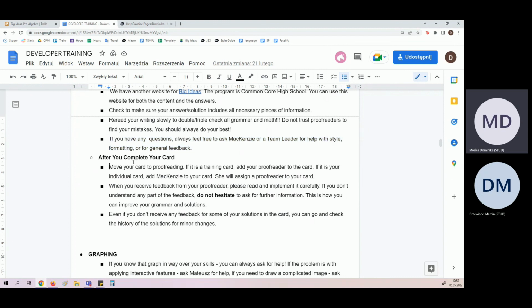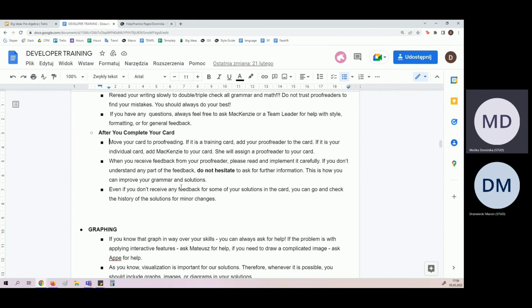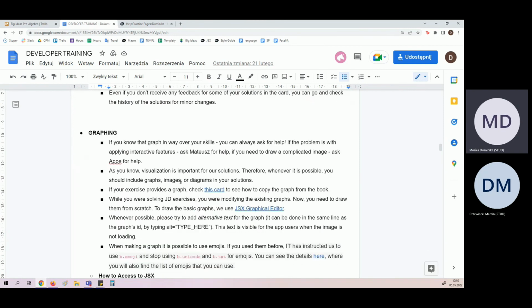And whenever you finish your card, when you are a developer, when you are during the training, it looks the same as with junior developers. You move your card to the proofreading. You add Mackenzie, and she will assign you a proofreader. If you are doing the training, you already have a proofreader, so you would not need Mackenzie to assign you another one. Yes, and always please remember to check the history, to compare the changes, just not to repeat them in the future.